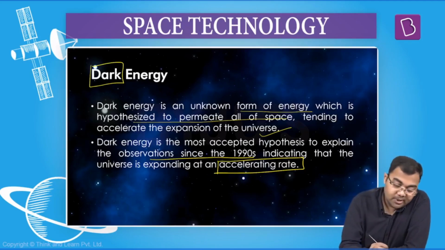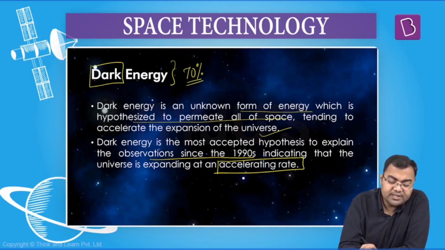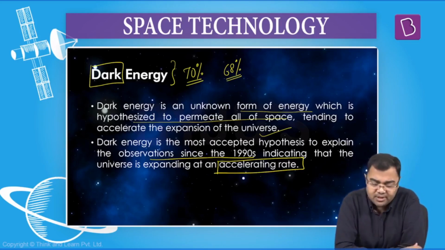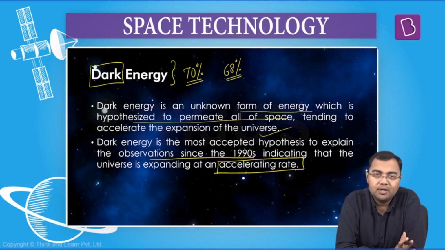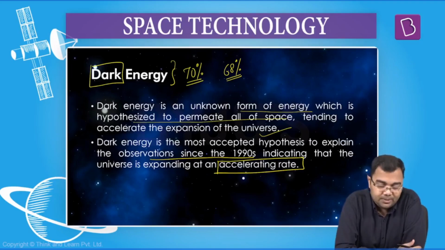So very interesting concept, and what we say is that approximately 70%, though in some sources they will say 68%. So this is fluctuating data according to various sources. So 68 to 70% of the universe is just dark energy. A kind of energy which is not known, a kind of energy which does not interact with normal matter, a kind of energy that should explain the accelerated expansion of the universe. So this is about dark energy.